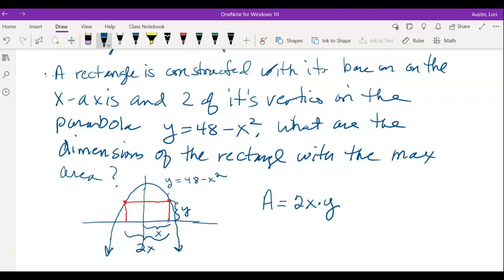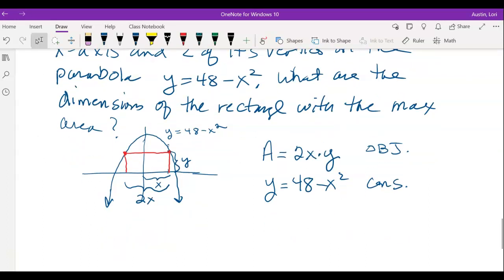Your constraint is already given to you. What's your constraint? The fact that your y value must be what? What do we know about our y value? There's your constraint. So this is your objective formula, and there's your constraint. That y has to be somewhere. It's got to be whatever 48 minus whatever x squared. That's it. So you can go ahead and plug things in. It's already solved. Y's already solved. So just go ahead and plug it in.